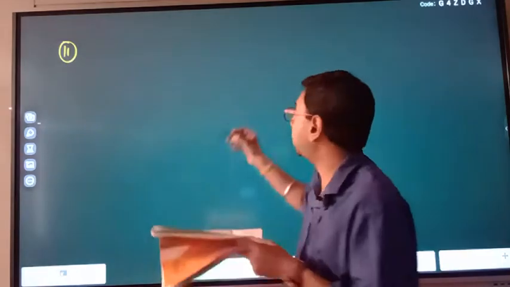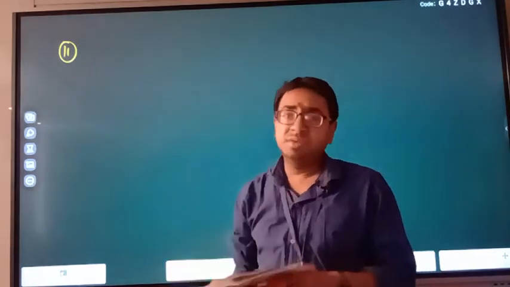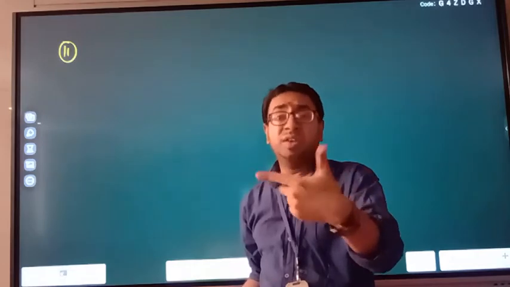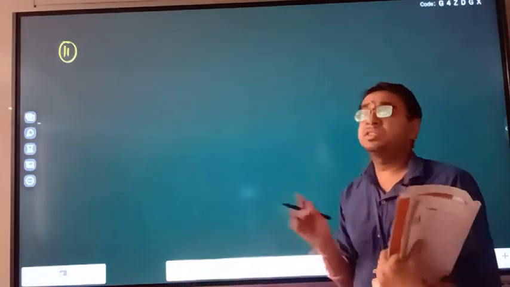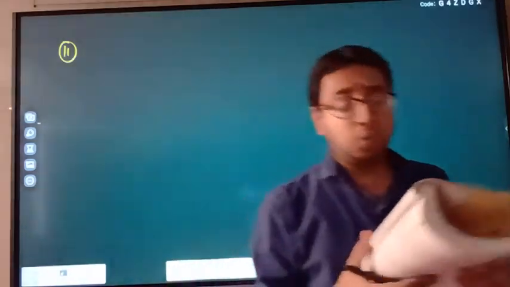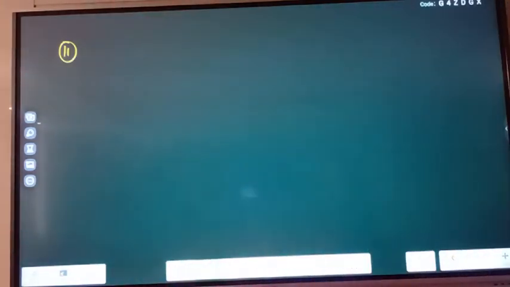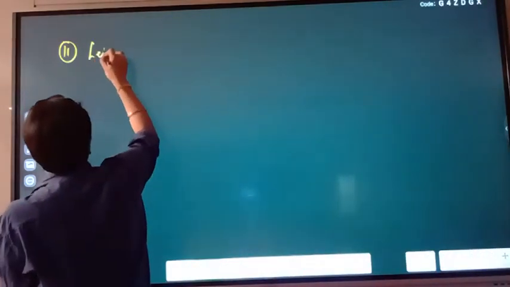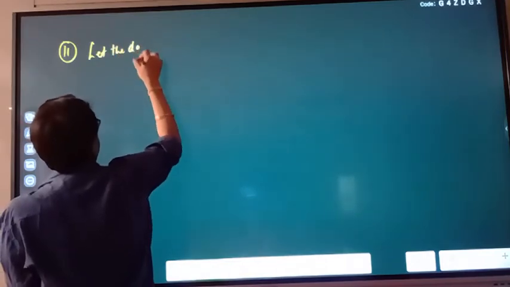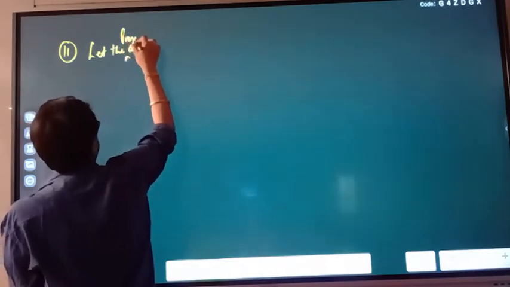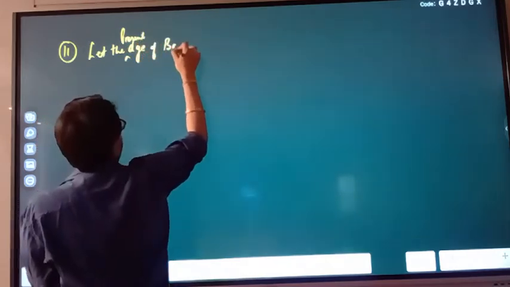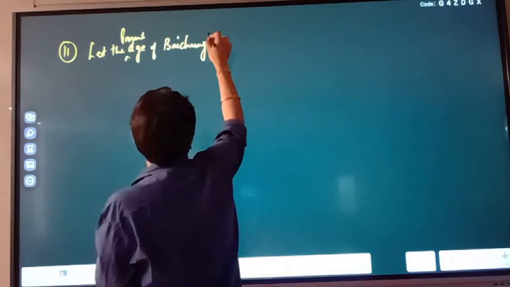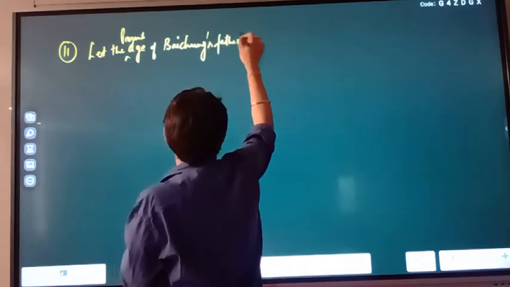Again, I am repeating. We have a character called Baichung. We have 3 generations here: Baichung's grandfather, Baichung's father and Baichung. Baichung's father is 26 years younger than Baichung's grandfather and 29 years older than Baichung. So the sum of their ages will be 135. So I would take the present age of Baichung's father to be X.